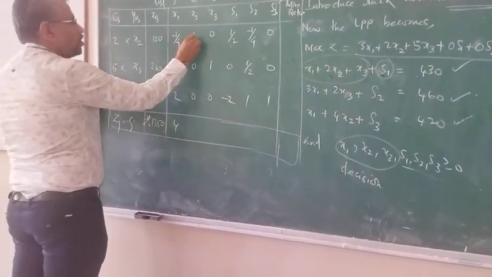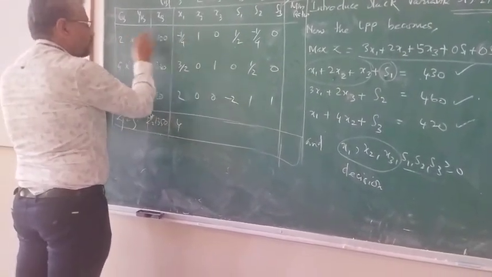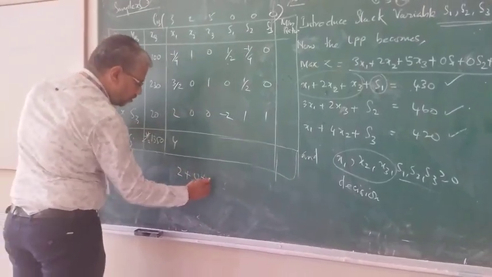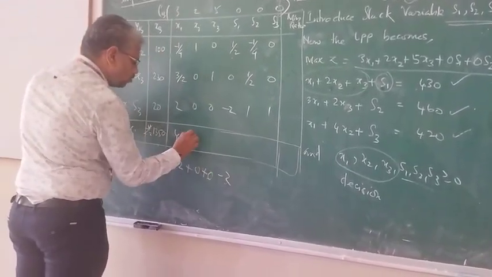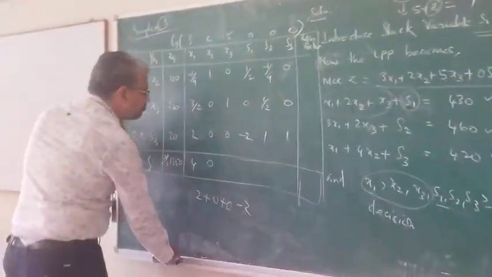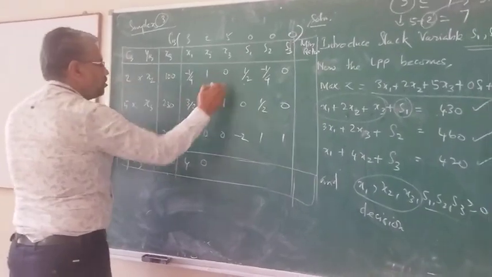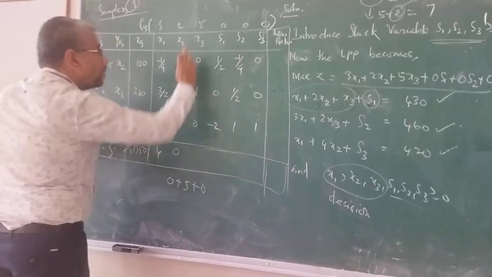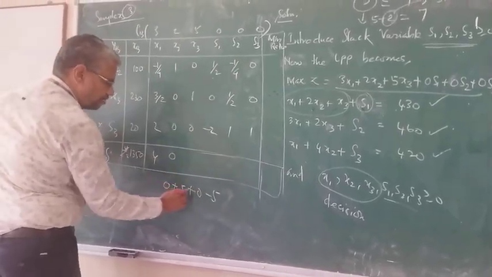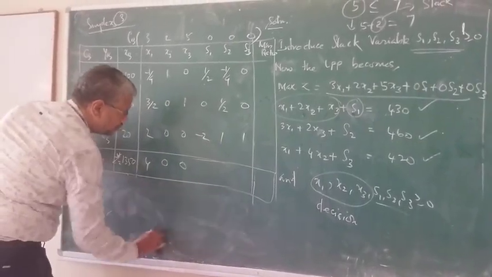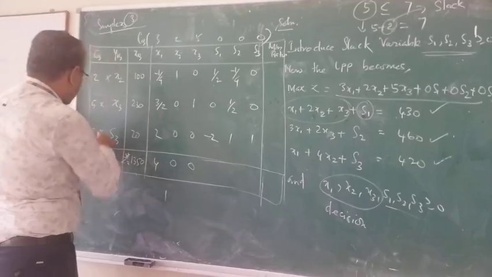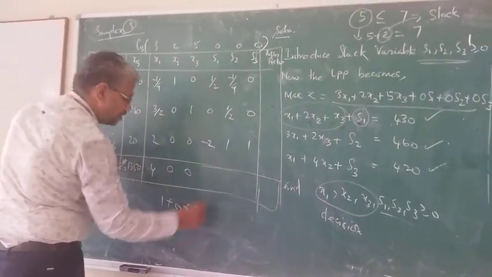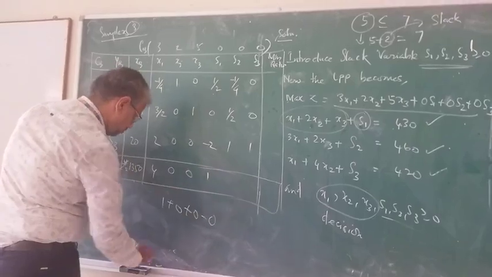Similarly, next, 2 into 0, 2. 5 into 0, sorry, 2 into 1, 2. 5 into 0, 0. 0 into anything, 0. Minus 2. So 2 minus 2 is 0. Next, 2 into 0, 0. 5 into 1, 5. 0 into anything, 0. Minus 5. So 5 minus 5 is 0. Next, 2 into 1 by 2, 1. 5 into 0, 0. 0 into anything, 0. 1 minus 0, 1.